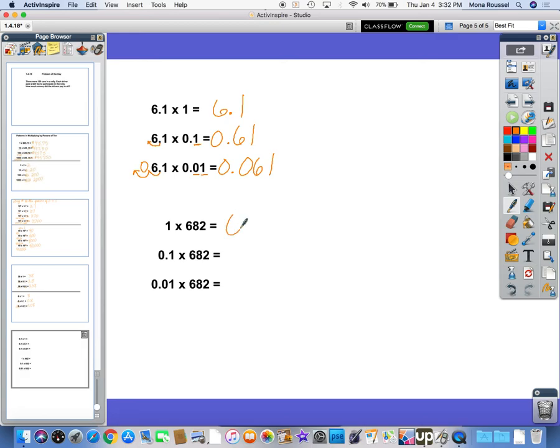1 times 682 is 682. 1/10 times 682 means we have to move the decimal 1 time to the left. 682 is a whole number, so the decimal starts at the back. We move it one place to the left. The decimal is now between the 8 and the 2, so we have 68 and 2/10. In the last example, we're multiplying times 100th. The 2 decimal places means we're moving the decimal 2 times to the left. So the decimal is now between the 6 and the 8, so it's 6 and 82/100ths.